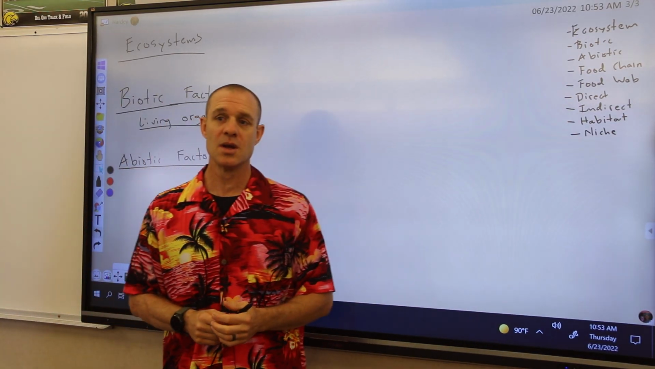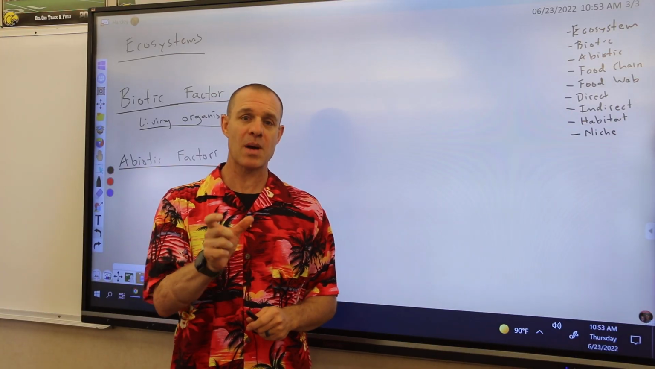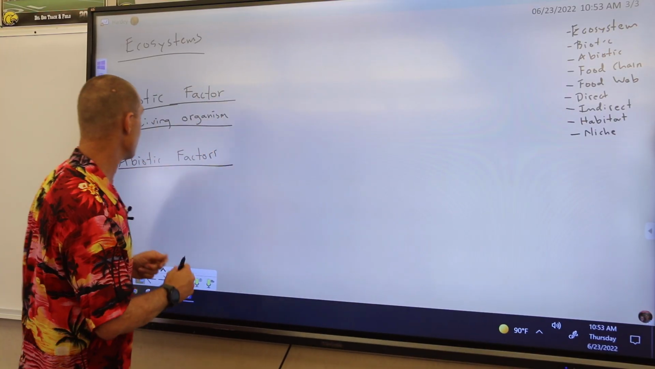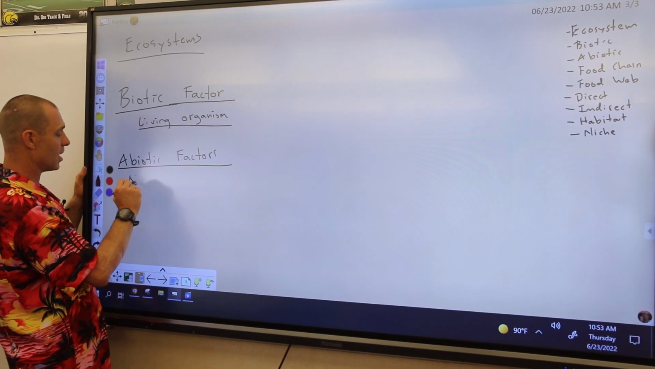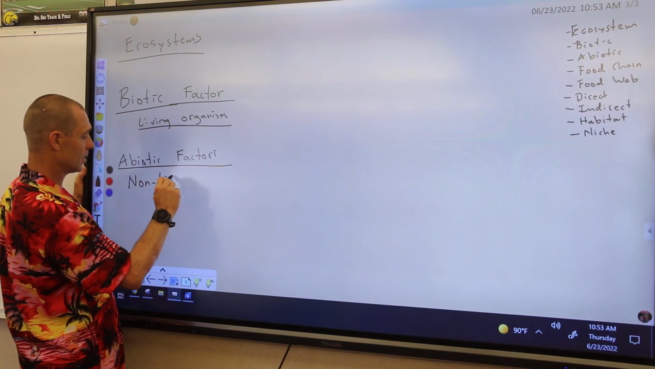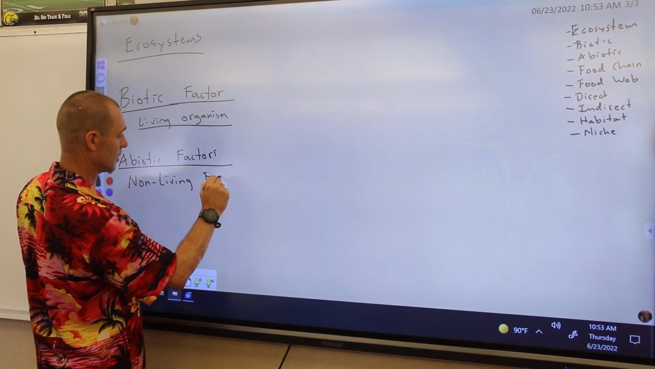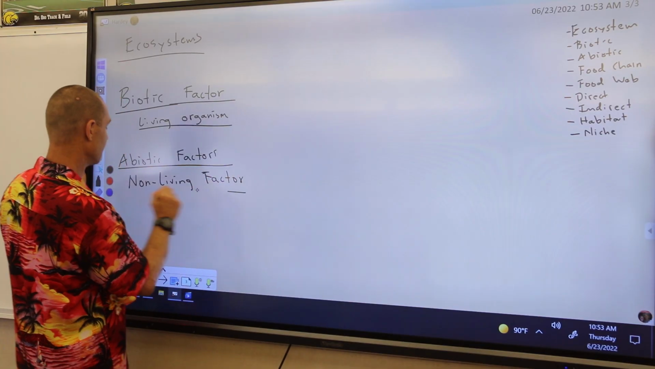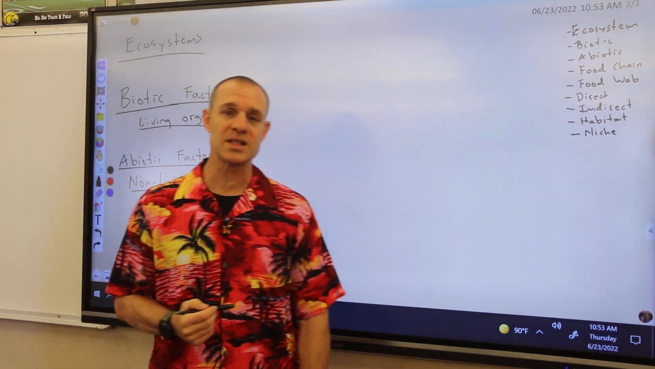And abiotic factors represent those factors that are non-living. Abio means without life. And so an abiotic factor would be a non-living factor, but it will influence the living things in the environment.